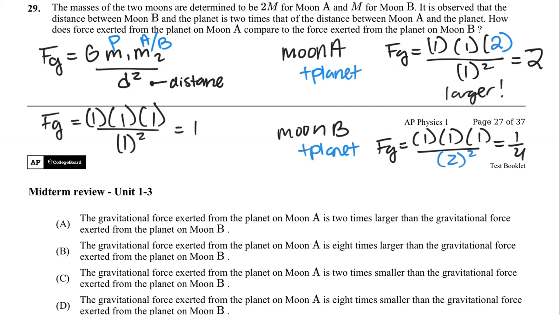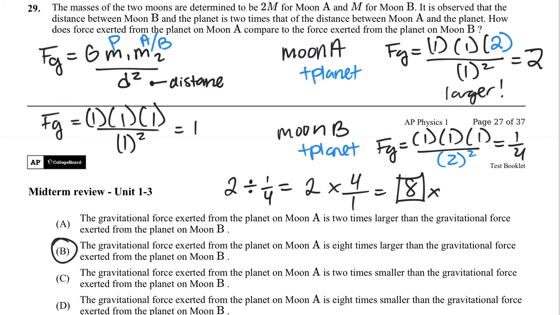So there's a larger force of attraction, and by how much? We say 2 divided by 1/4 is going to be the same thing as 2 times 4 over 1, which is going to be 8. So by how much? 8 times. So the gravitational force from the planet on moon A is going to be 8 times larger than the gravitational force on moon B. It's going to be B.